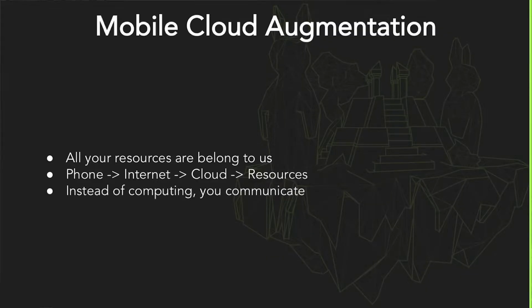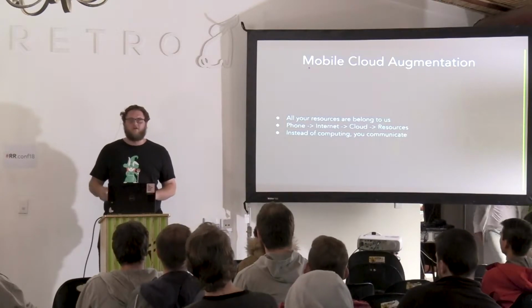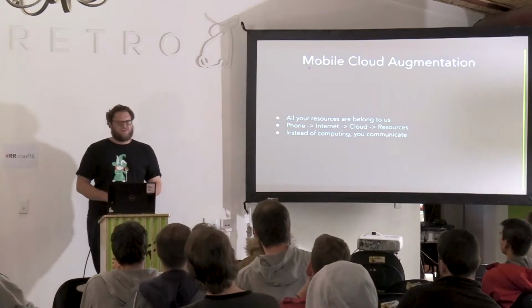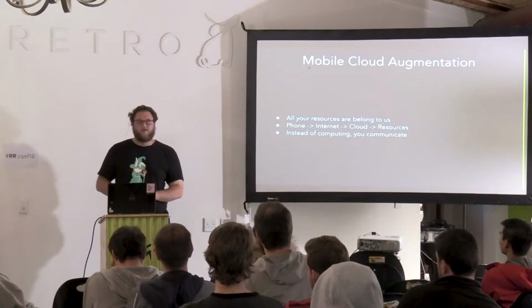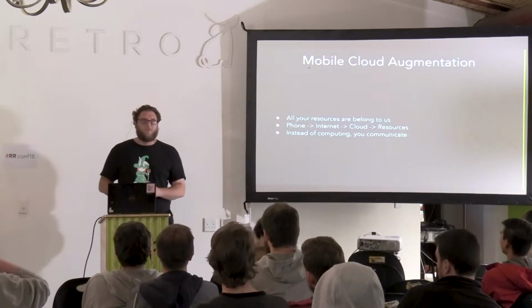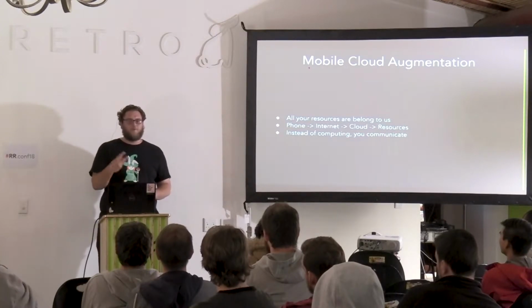So that brings us to mobile cloud augmentation. That is using the resources on the cloud as if they're on the phone. Offloading, RPCs, virtualization, which is something that you shouldn't go looking into. So from the phone through the internet, you go to the cloud and you get the resources, which brings you to the choice. Either you compute things locally or you communicate all the data necessary to the cloud, have them compute it, and send back the result.